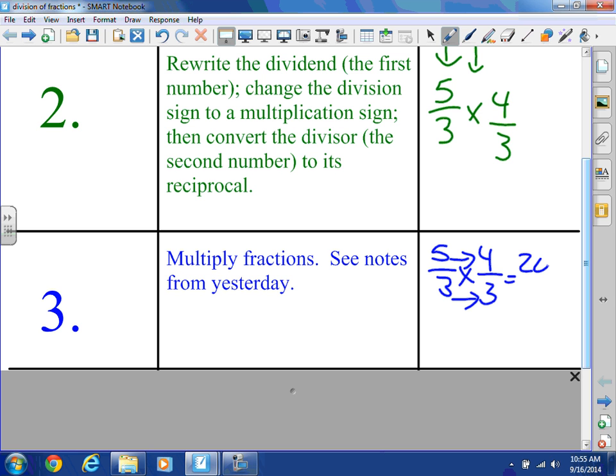So this makes 20/9. Now 20/9 is an improper fraction, so I need to convert it back to a mixed number. So then I just use division. I draw the division symbol, I put the 20 inside, 9 goes into 20 twice, which is 18. That's 2 left over. So my answer is 2 and 2/9. 2/9 is already in simplest form because 2 is prime and 9 is 3 times 3, so there is nothing to cross out.